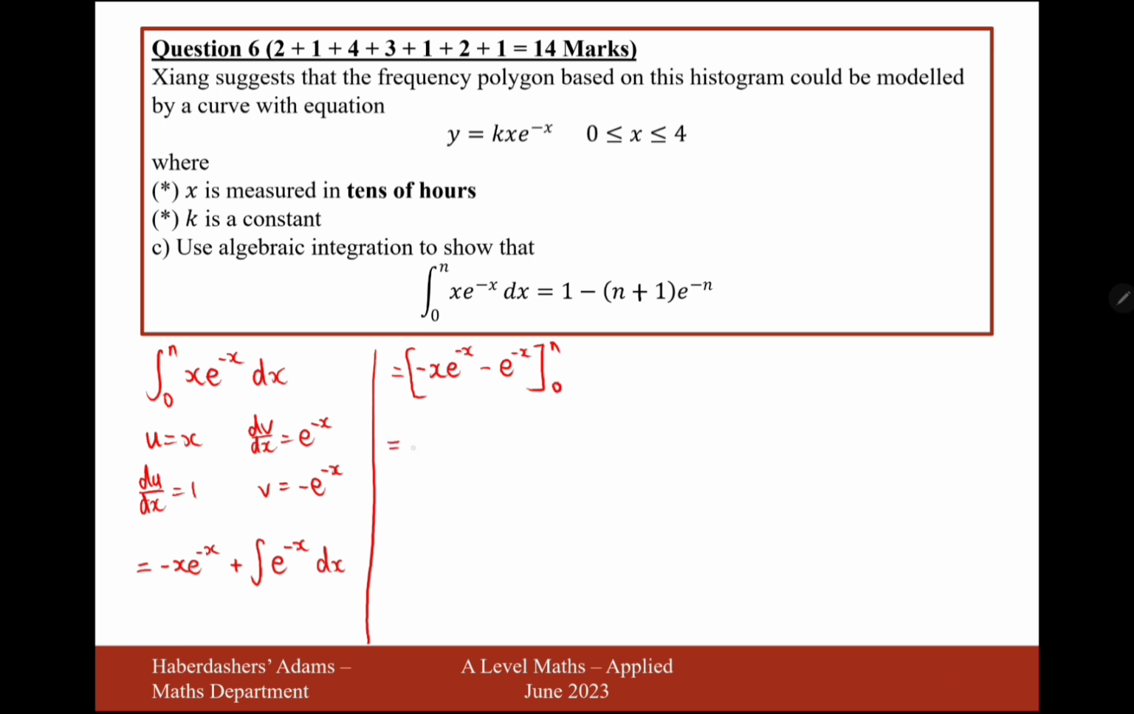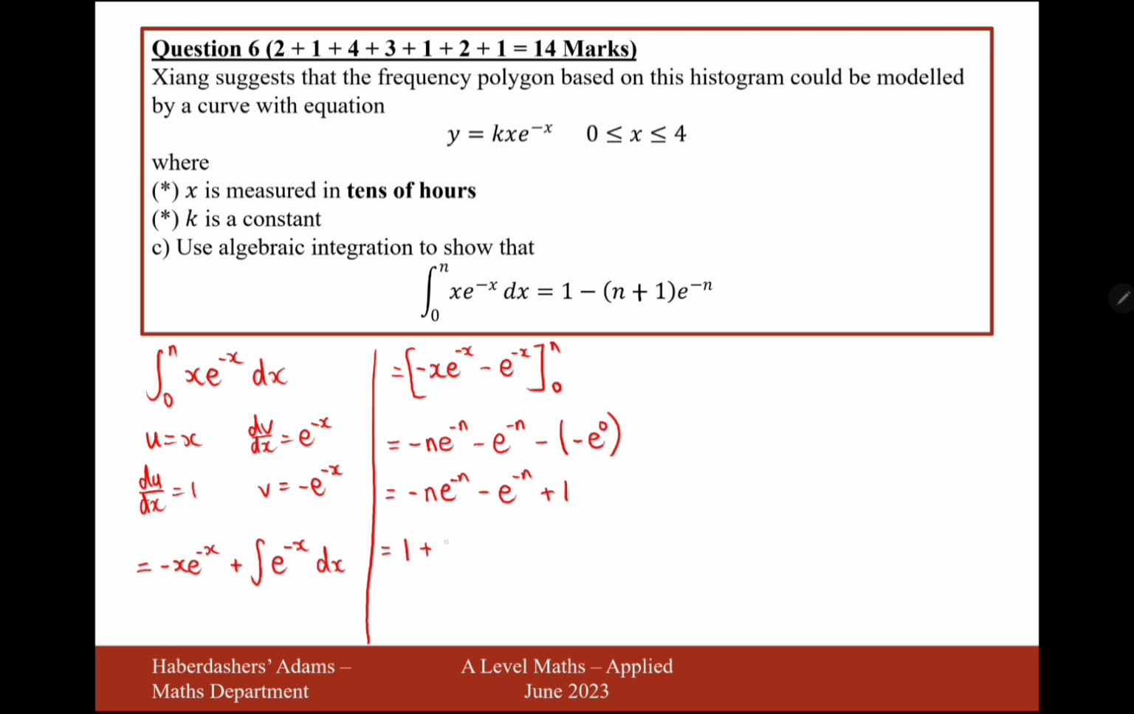So substitute n in, so it's going to be minus n e to the minus n, minus e to the minus n, take away 0 substituted in, the first term will be 0, so it will be minus e to the 0. Expand those brackets, so it's minus n e to the minus n, minus e to the minus n, double negative here, add 1. And the final thing I think I'm going to do is now move the 1 to the front and subtract.